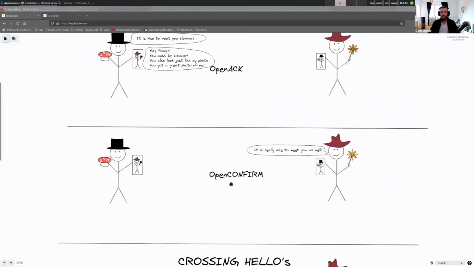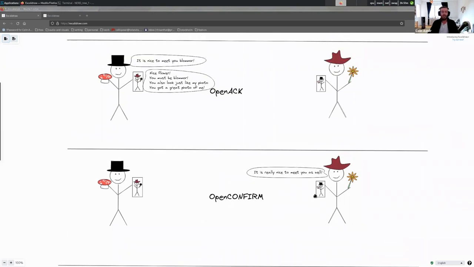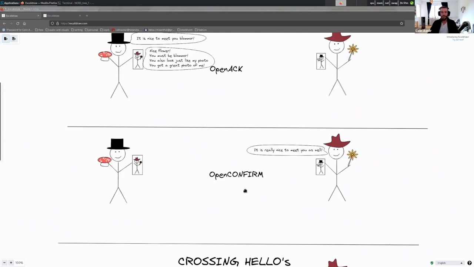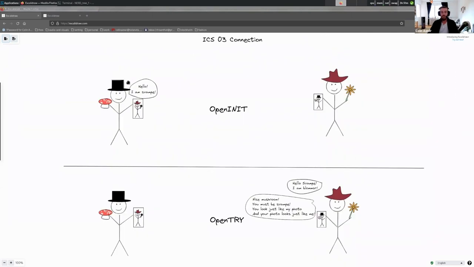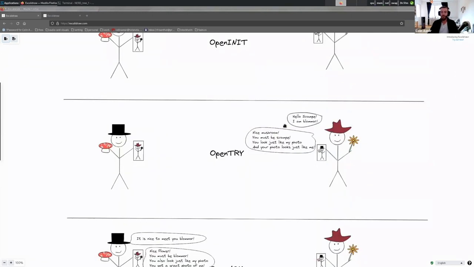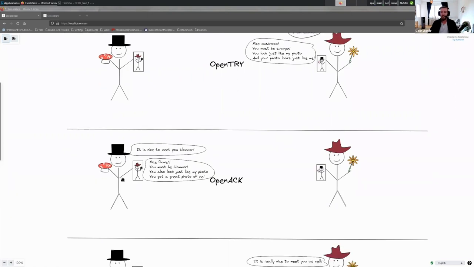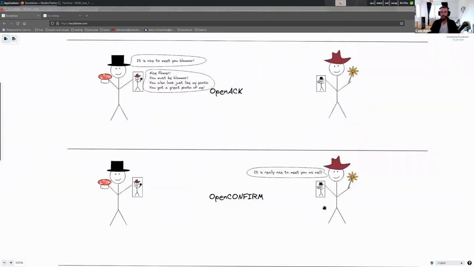And open confirm is just a final response acknowledging the fact that Swampe here was able to also identify Blumor, both self-identify and identify. Cool. So that's the very happy case of a connection where we have this hello, we have the response with some verification, we have another response with some verification, and then we just have the establishment that both sides are open.